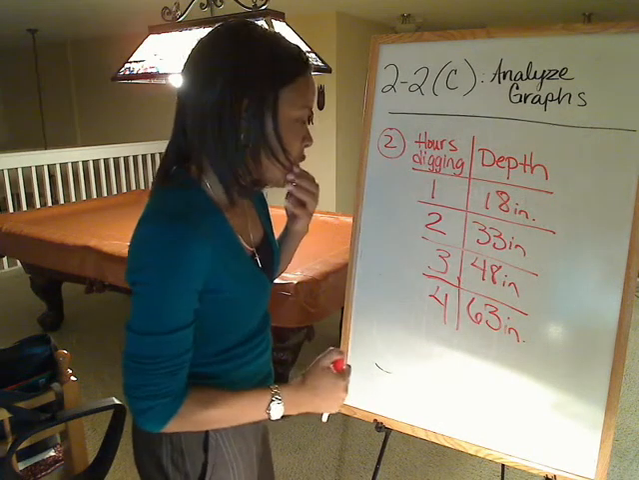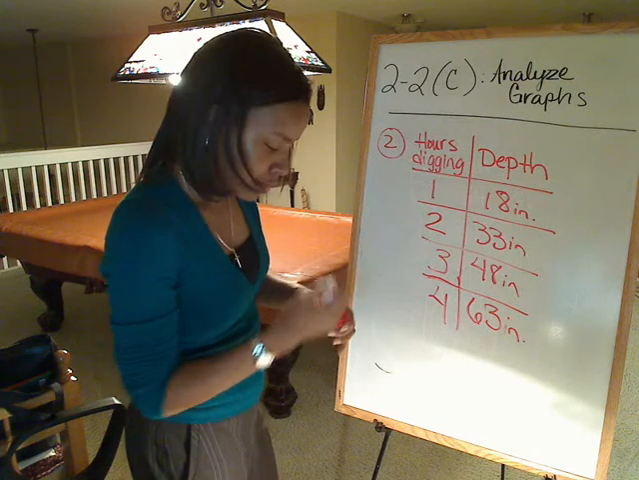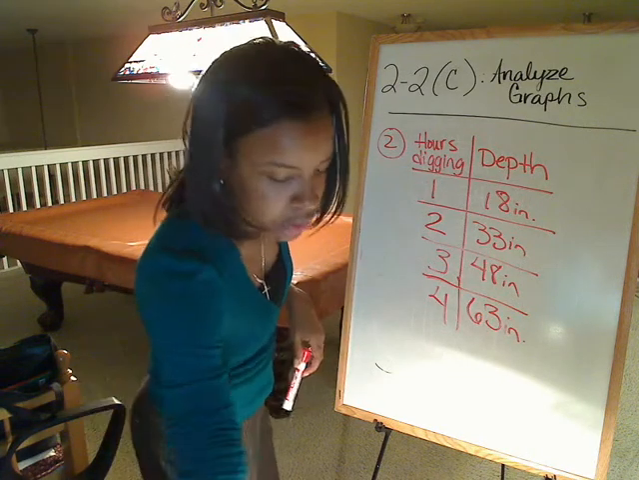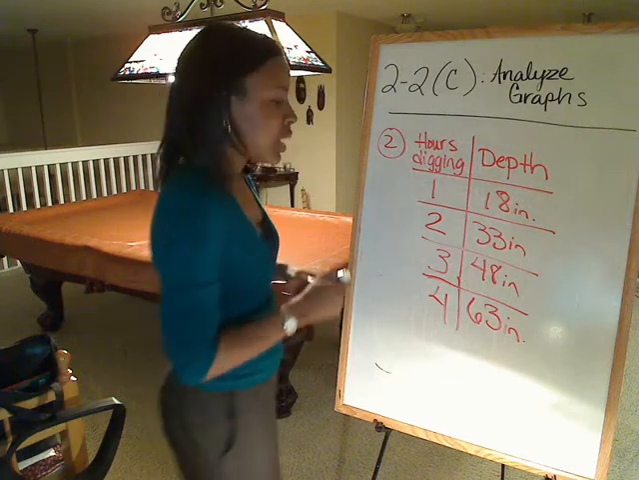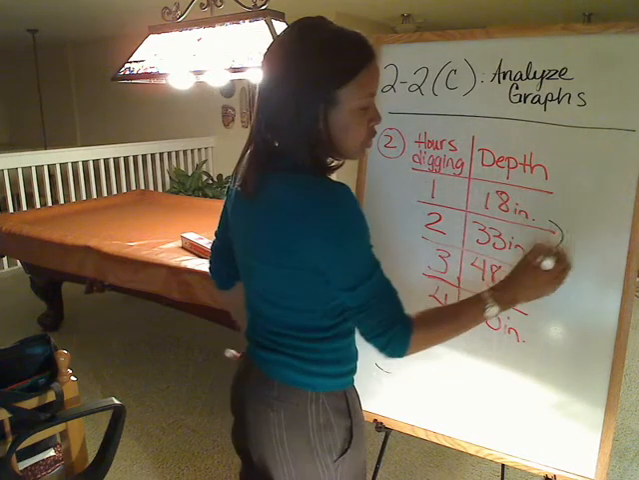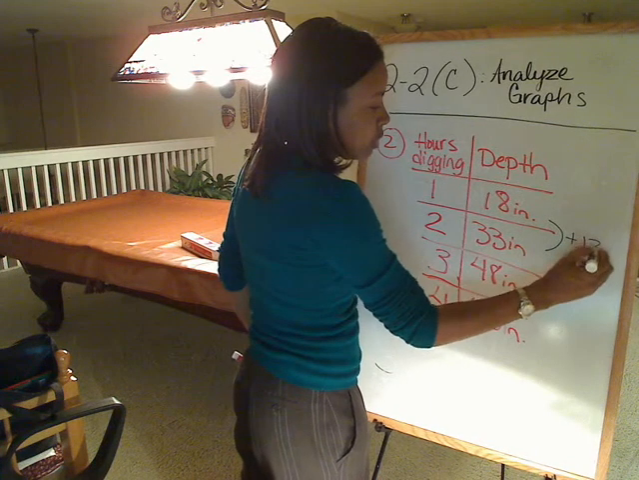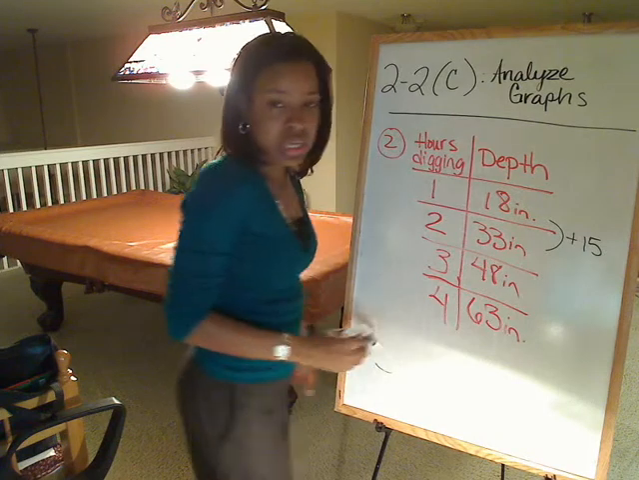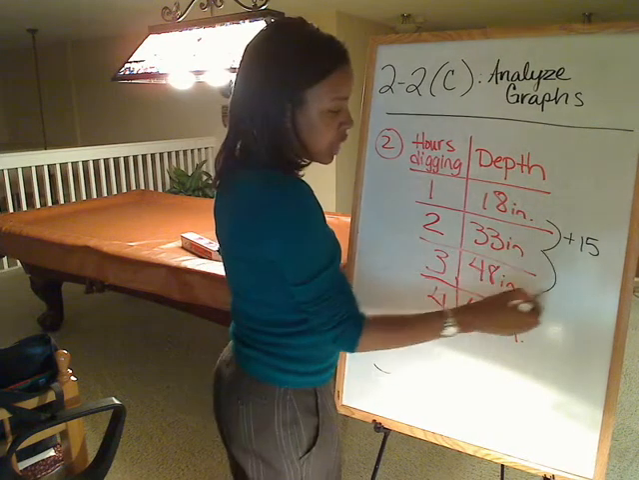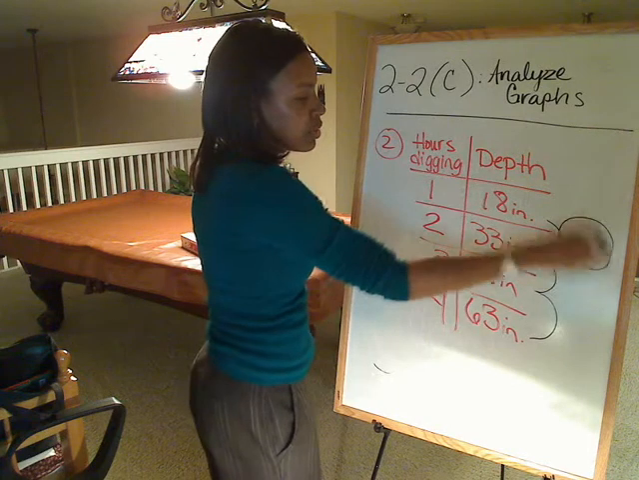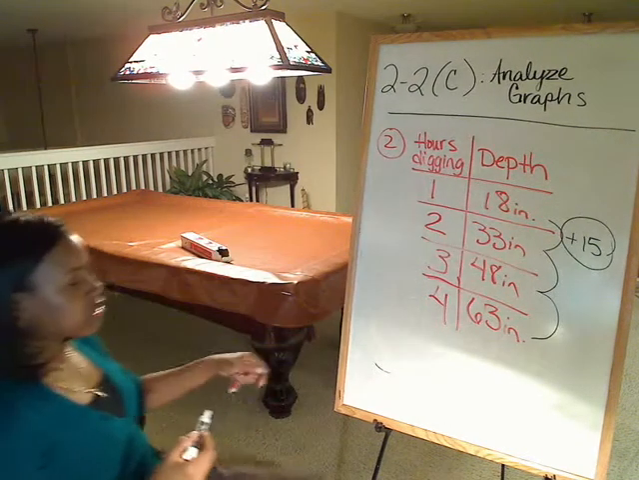Okay, so first thing we're going to look for is a pattern. And it looks like they're adding, because the numbers are getting bigger. And the pattern that I see, 18 plus 15 gives you 33. And if you add 15 again, you'll get 48. And if you add 15 again, you'll get 63. So that's your pattern. So let's find our starting point.